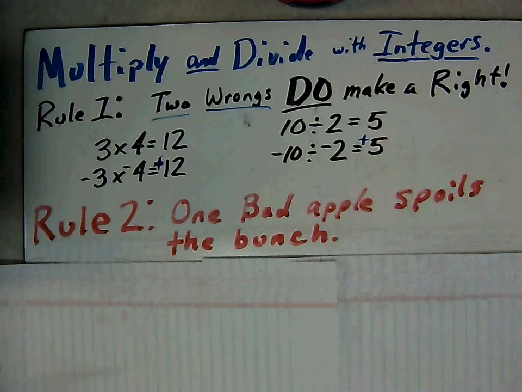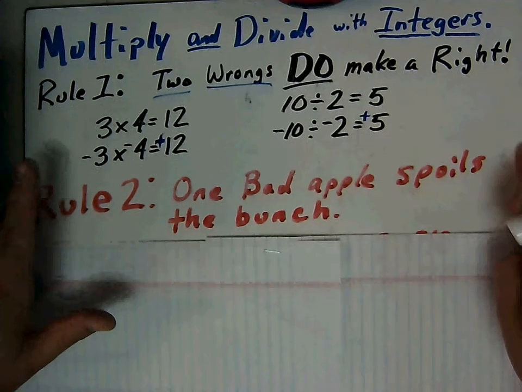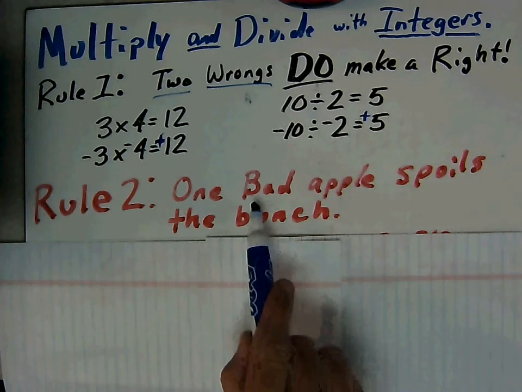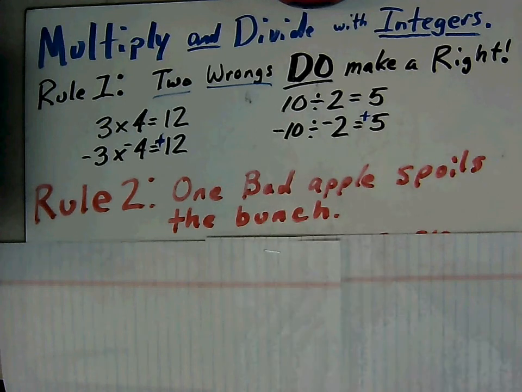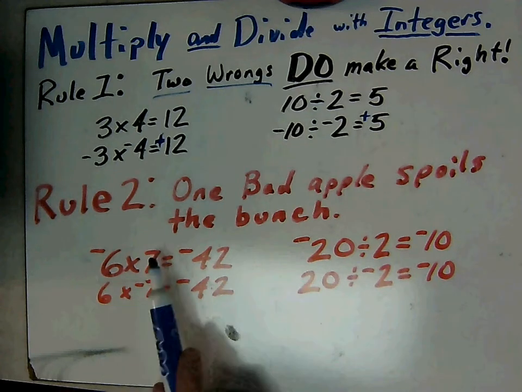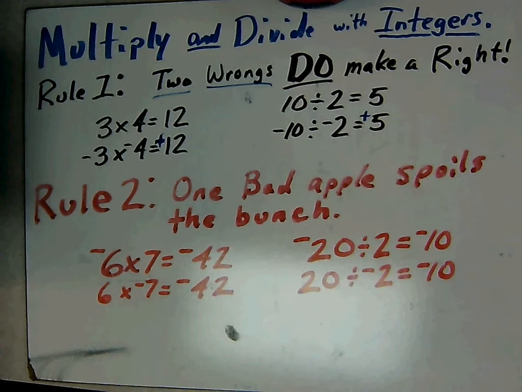Second rule, one bad apple spoils the bunch. Okay, so what that means is if there's only one negative, then it stays negative. So if there's one wrong, it stays wrong. Okay, so for example, if you have negative and a positive, so negative 6 times a positive 7, that's a negative 42. There's not two wrongs to make it right. Okay, and it doesn't matter which one comes first. So positive 6 times negative 7. Okay, that's still one wrong. So one wrong makes it wrong.